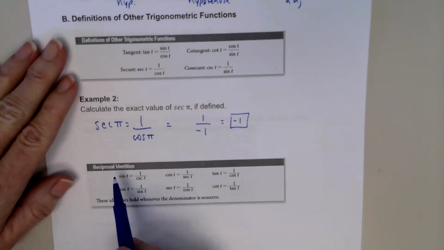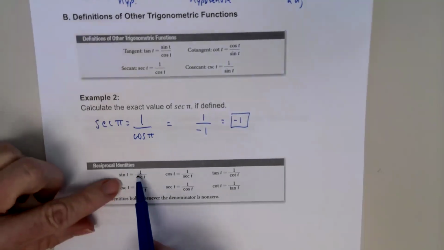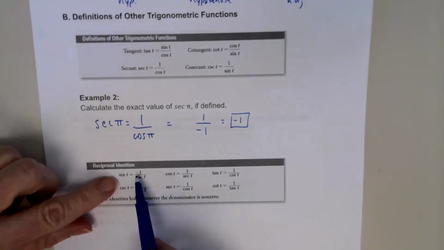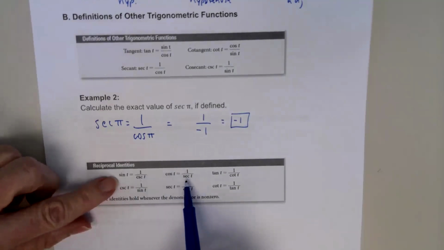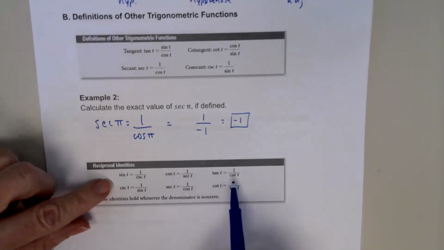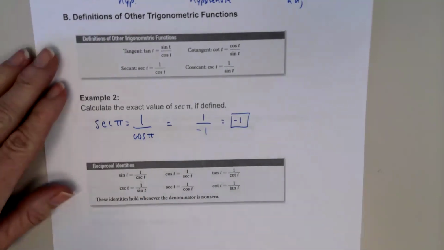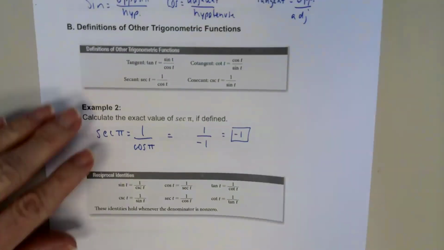Okay. We also have the reciprocal identities. Sine is 1 over cosecant. Cosine is 1 over secant. Tangent is 1 over cotangent. And then we have the reciprocals down below. So it's just getting familiar with those and using them.